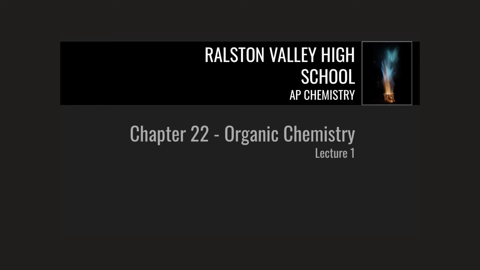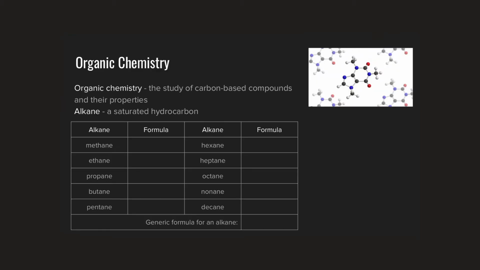All right, ladies and gentlemen, you are about to begin Ralston Valley High School's AP Chemistry Lecture Series, Chapter 22, Lecture Number 1 on Organic Chemistry. Let's begin. So here we are in Chapter 22, studying organic chemistry.